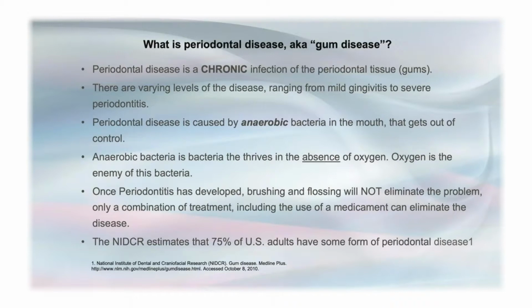So when the bacteria gets down into the gum area, into the pockets, you can't get it out unless you use some kind of products or root planing, things like that. And I'll discuss this because once it's developed, brushing and flossing will not eliminate the problem. You've got to educate your patients and let them know that a combination of treatment, including medicines, home care, plus coming into your office is going to eliminate the disease. And if you look at your patients and at the literature, 75% of US adults have some form of periodontal disease.